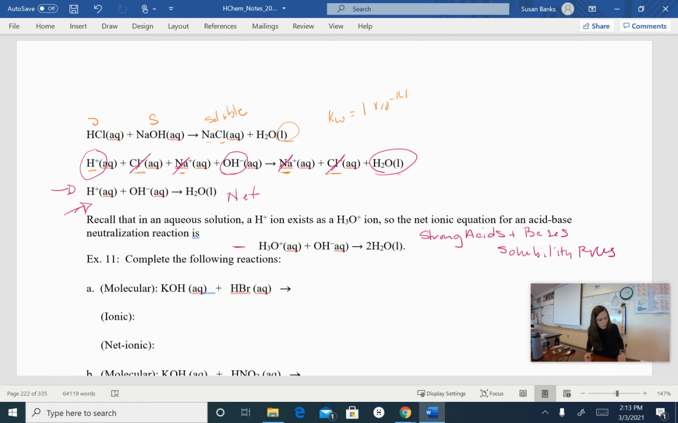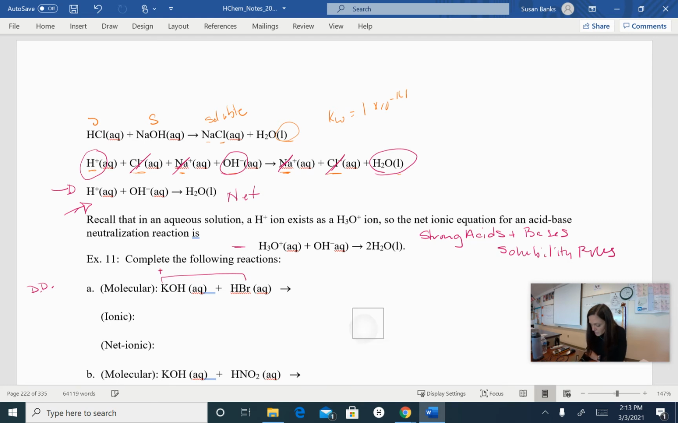So we've got potassium hydroxide reacting with hydrobromic acid. Now, let's just do double displacement. Remember, all of these are double displacement or double replacement reactions. So potassium is going to get together with the bromide. Potassium is a positive one, bromide is a negative one.